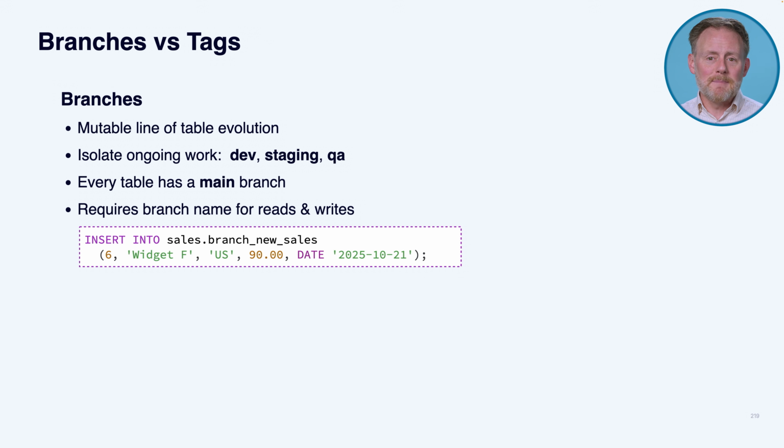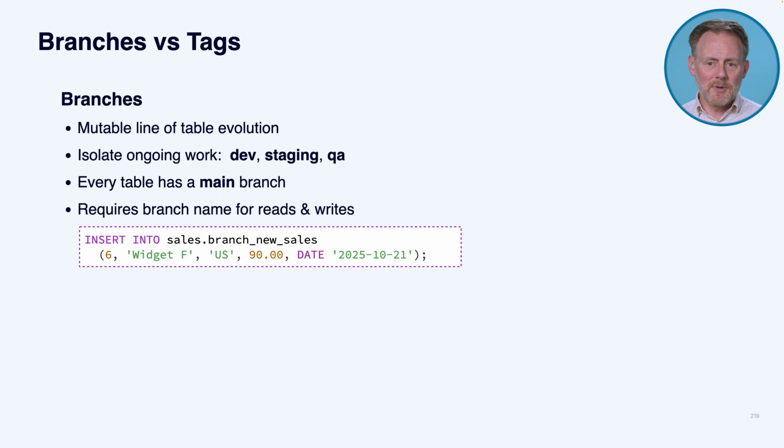A branch is a mutable line of table evolution. It's a name for an alternate history that you get to evolve. It tracks its own chain of snapshots as you write your data moving forward independently. It's exactly like Git branches. Use them for experimentation. You can create dev, staging, QA, kind of environment branches for testing changes without affecting production if you don't have literally a whole separate dev or staging data lake.